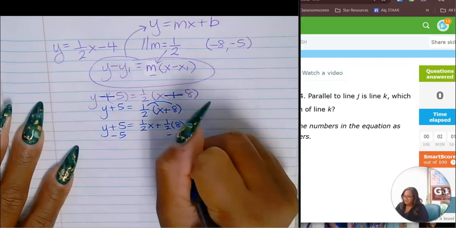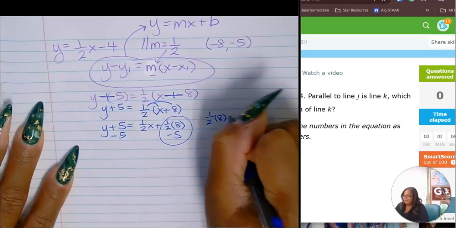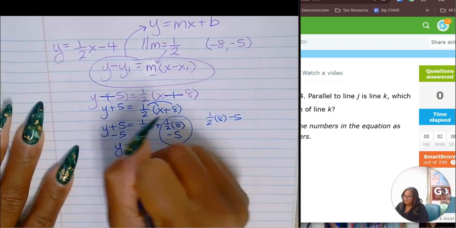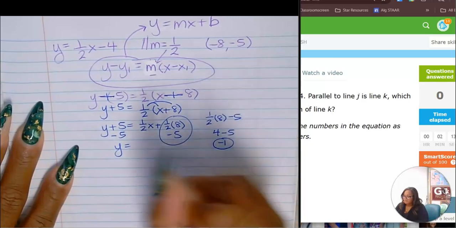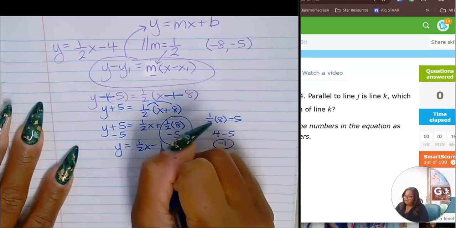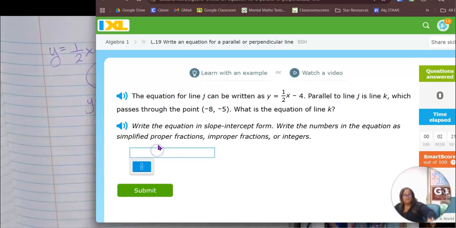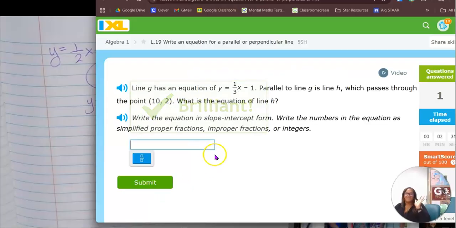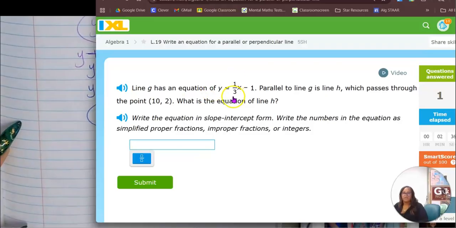Subtract 5, subtract 5. You could put this directly in the calculator. 1/2 of 8 minus 5. Y equals, this is 4 minus 5, which is negative 1. 1/2 x minus 1 is going to be my answer. So come over here, say y equals 1/2 x minus 1. All that's involved for that one little problem. Let's see if we get it. We did.